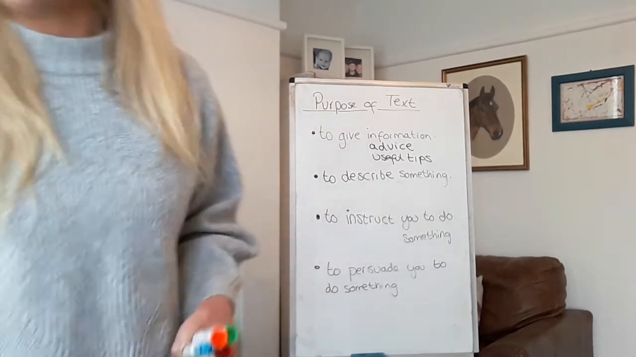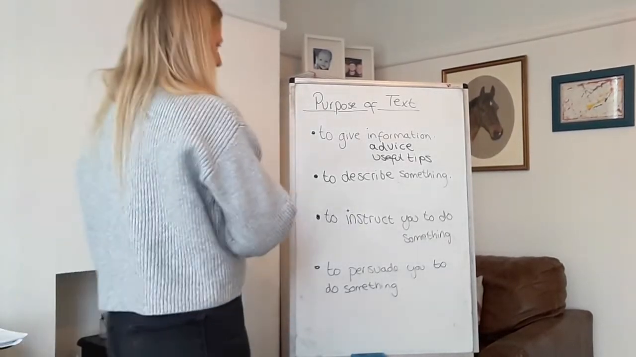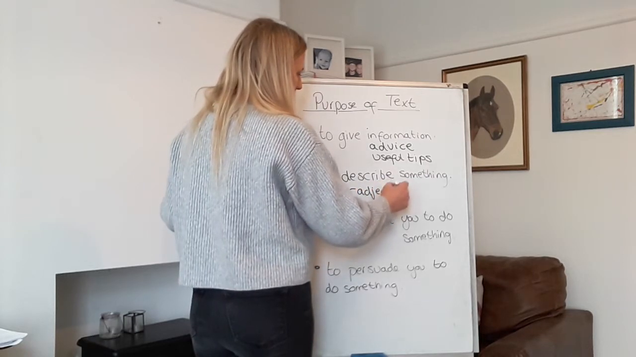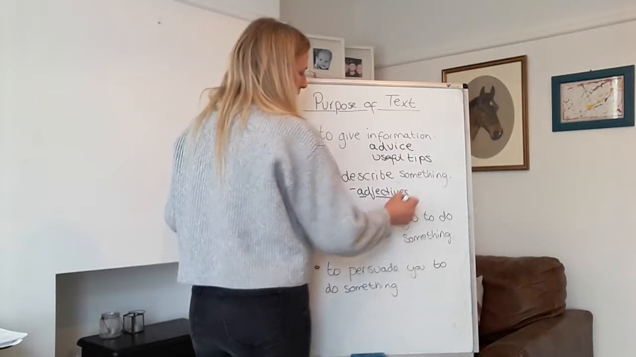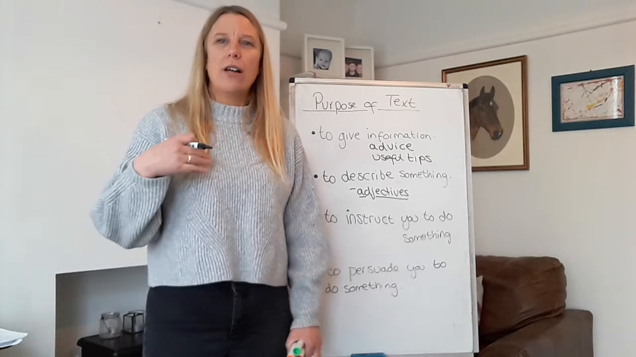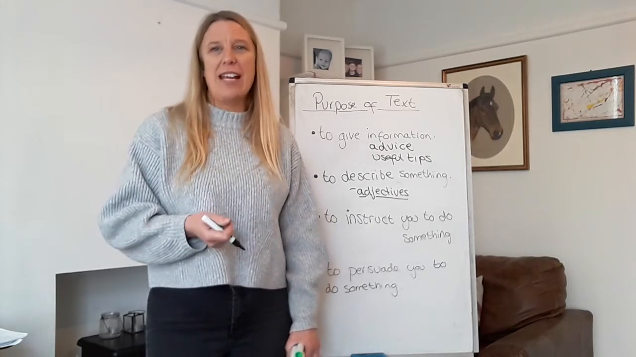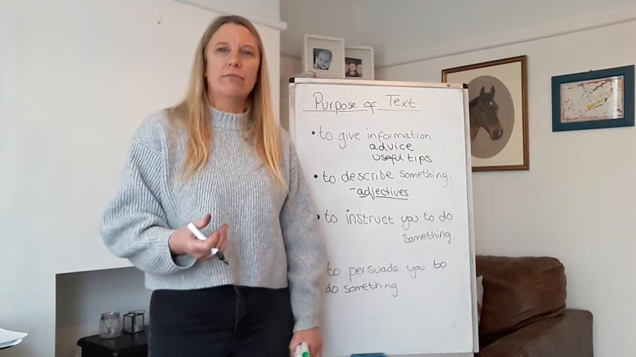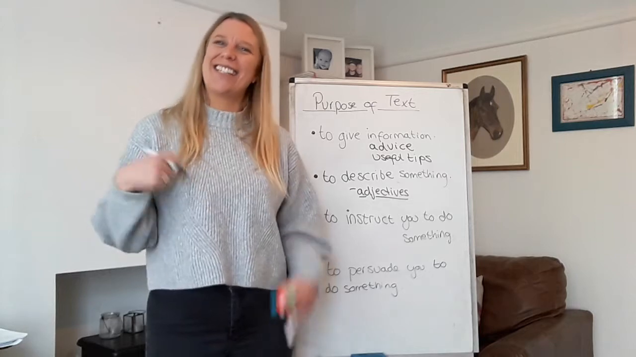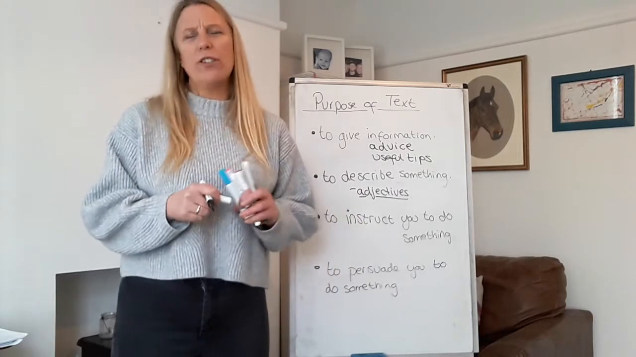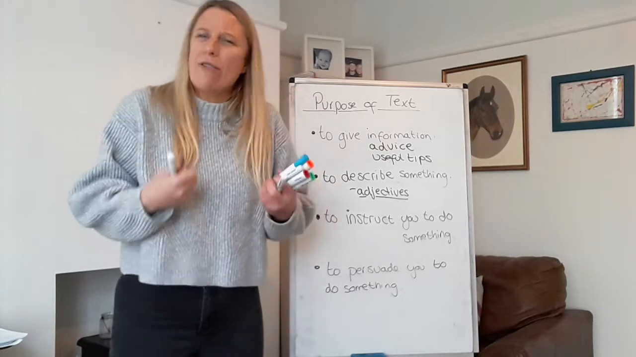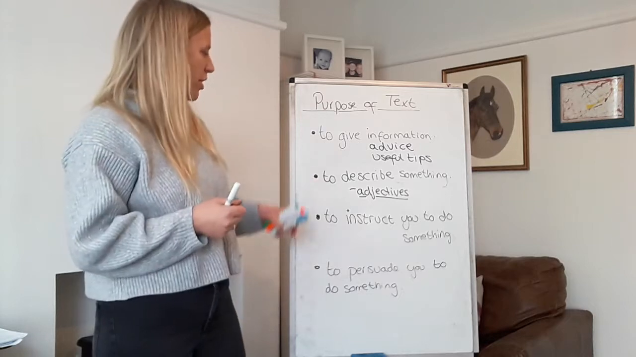So when we describe something, it often uses what we call lots of adjectives. Adjectives are describing words like tall, short, colours, blue, pink, okay, long, hairy, funny, crazy. These are adjectives, they describe. So we often want to describe something so that people can imagine in their heads what it looks like or what it sounds like or what it smells like. So we give lots of information.